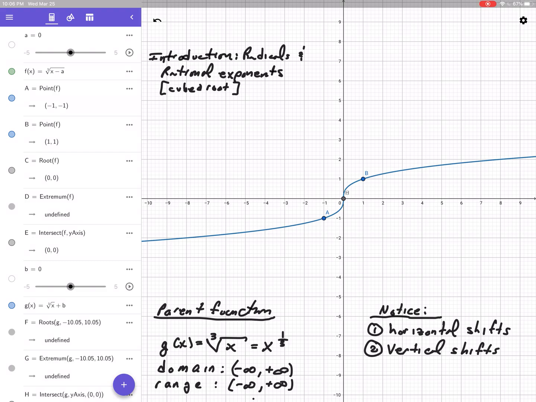Now, when I hit the play button, I want you to take a look at how the origin, or the root, if you will, moves. That's something you really want to keep in mind. What is a root? It's when something passes through the x-axis. So let's take a look at how f behaves.